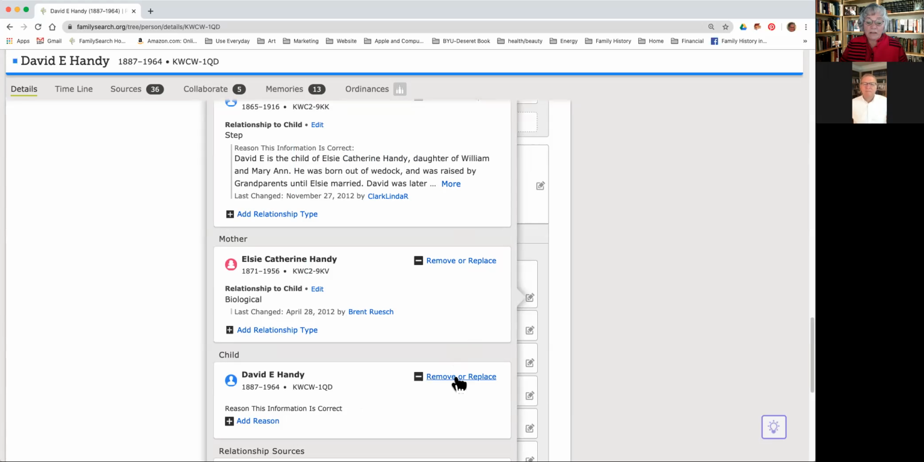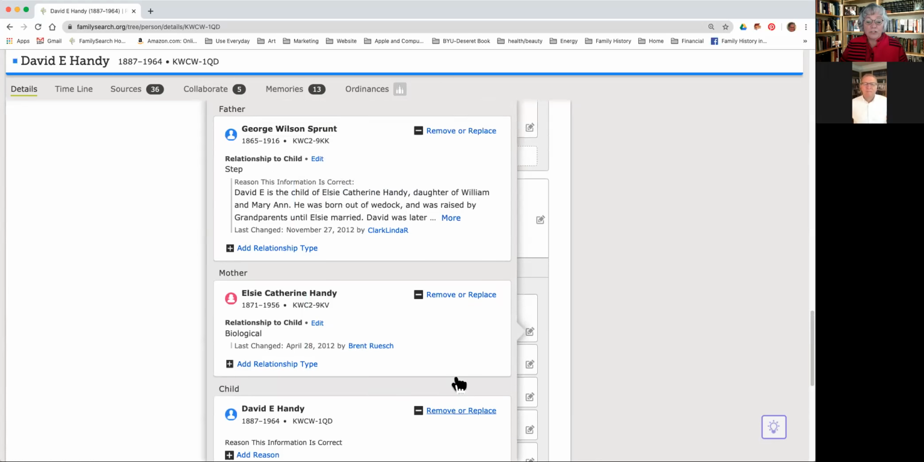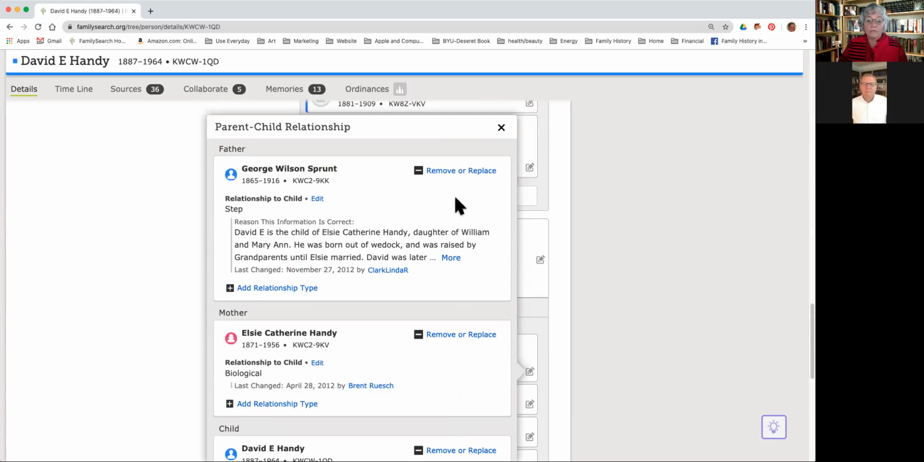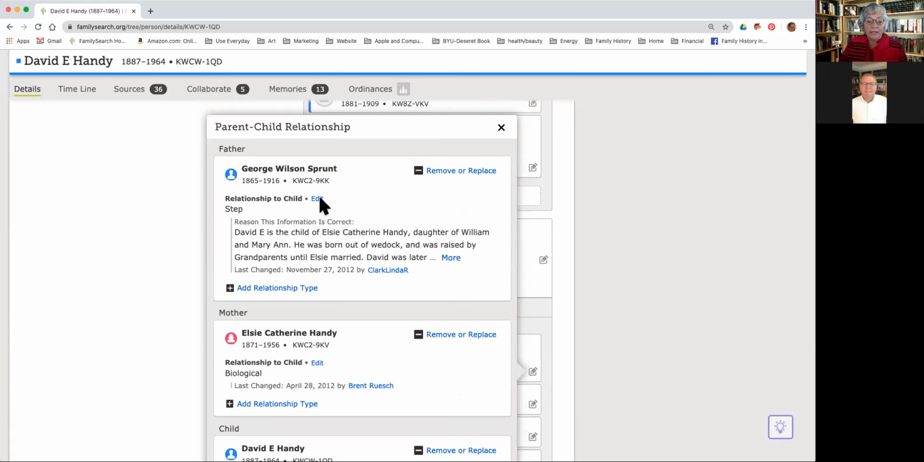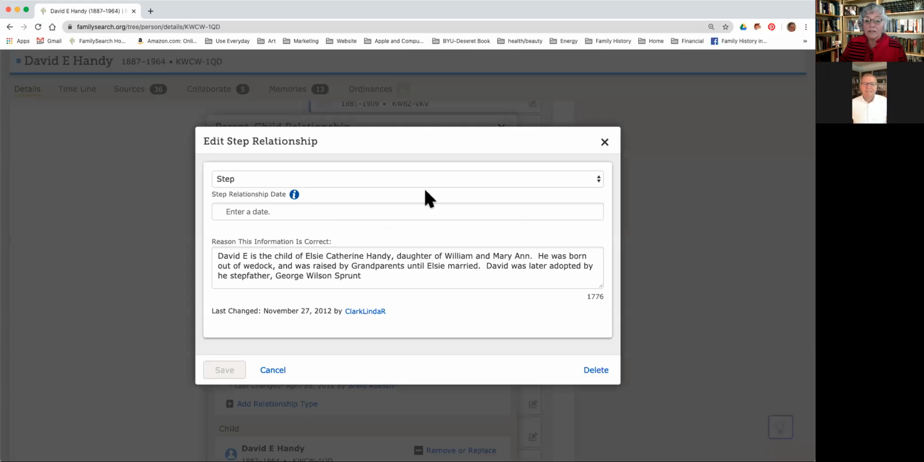If I remove David, then it would remove him from both of the parents. If I just wanted to remove the mother or the father, I could just click on that. But notice someone has put in a relationship here as a step. And the way that they got that coded in there was to click this edit button. So when I click that edit button, it is now reflecting step.